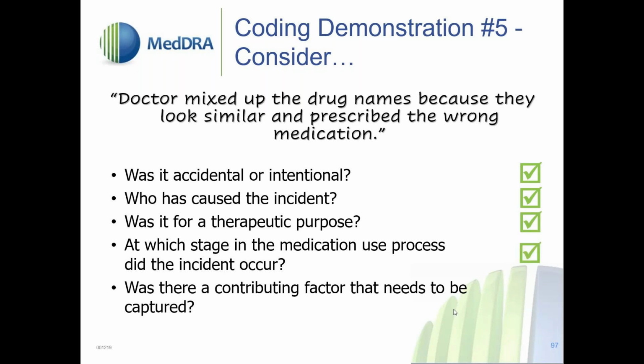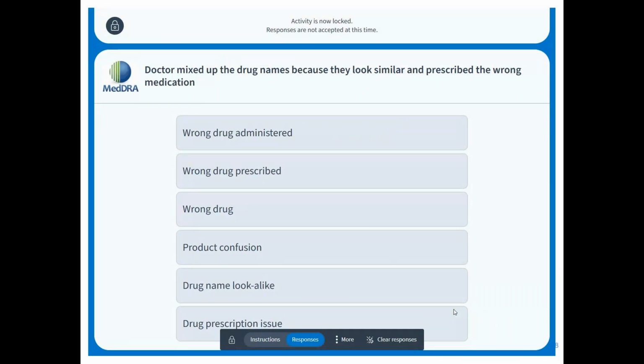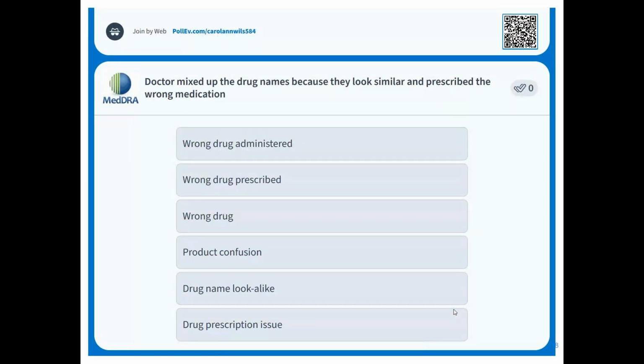We also know the stage where the error occurred. It was a prescribing stage. And was there a contributing factor that has to be captured? Yes, a contributing factor was reported in this instance. So we will have to capture the full information. Doctor mixed up the drug names because they look similar and prescribed the wrong medication. What would you do with this one? Wrong drug administered, wrong drug prescribed, wrong drug, product confusion, drug name look-alike, drug prescription issue.